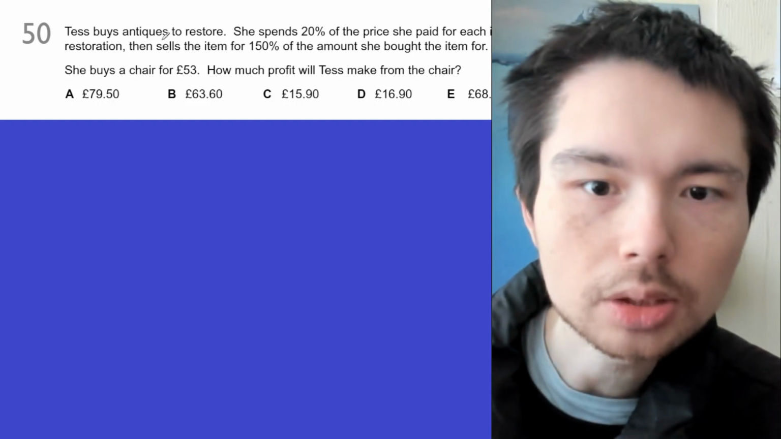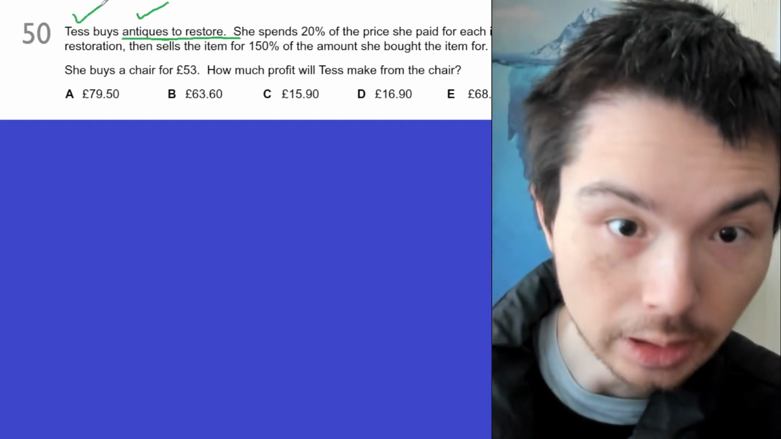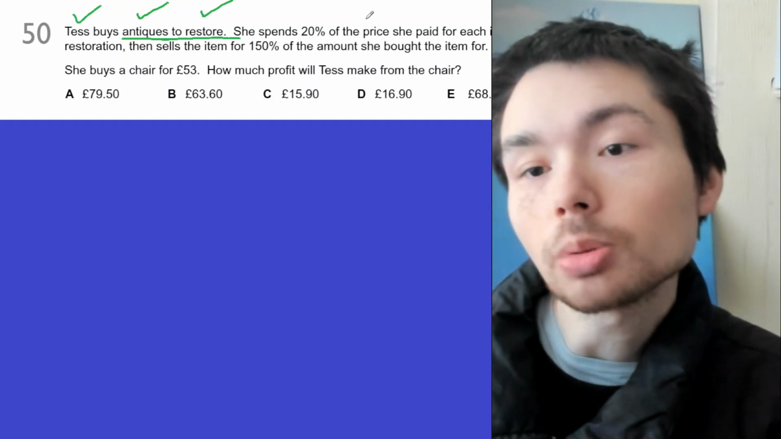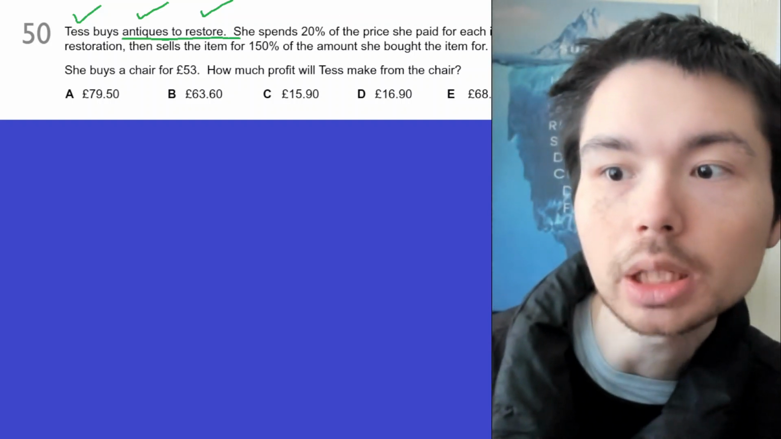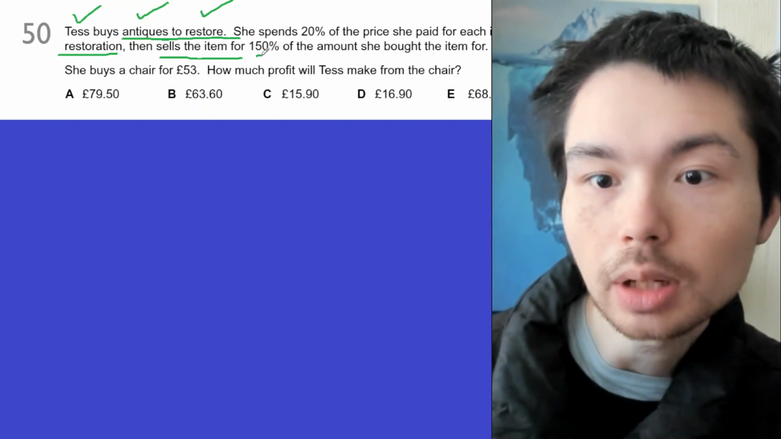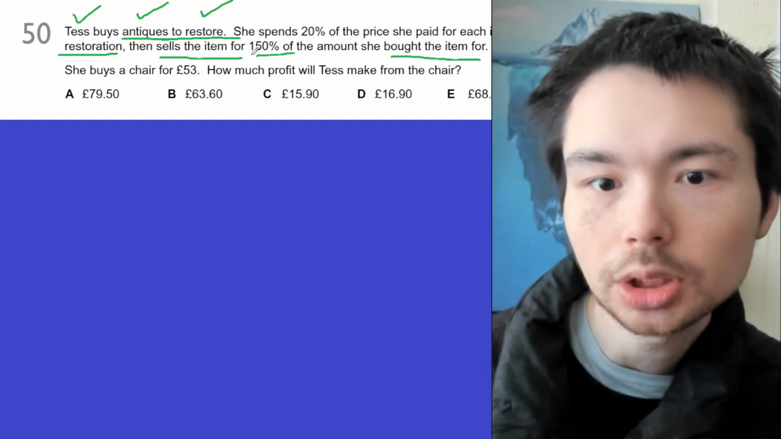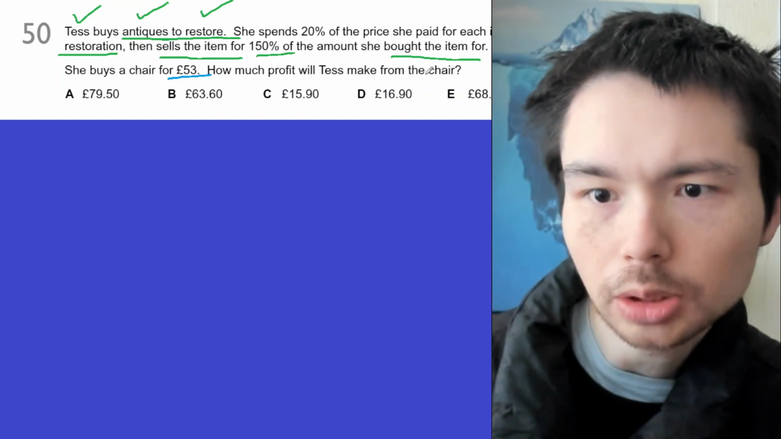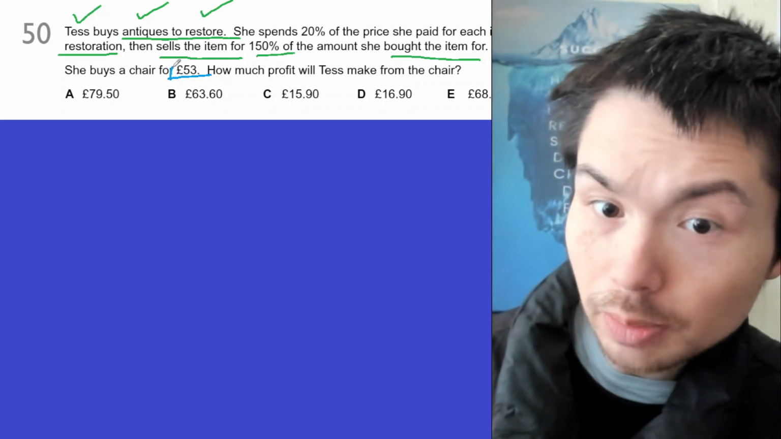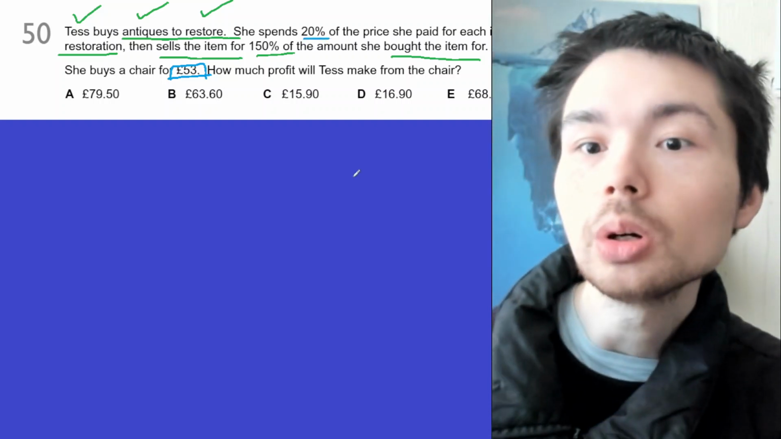Tess buys antiques to restore. These are old objects and Tess is going to fix them. She spends 20% of the price she paid for each item on fixing, then sells the item for 150% of what she bought it for. She buys a chair for £53. How much profit will she make? I'm glad they gave a starting number. Then we can apply the instructions to work it out.